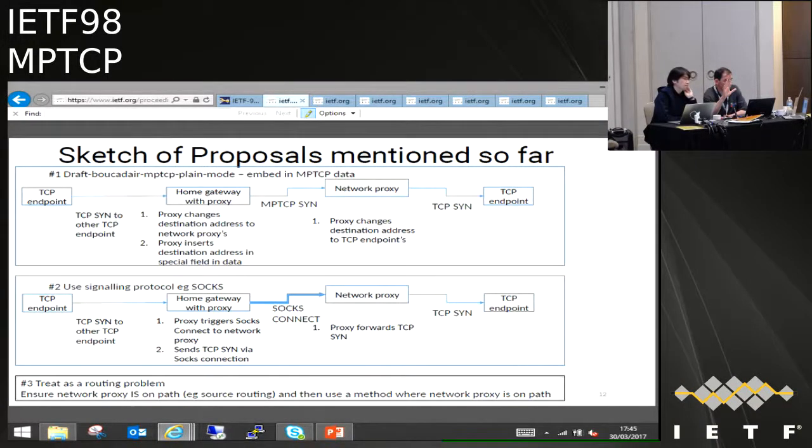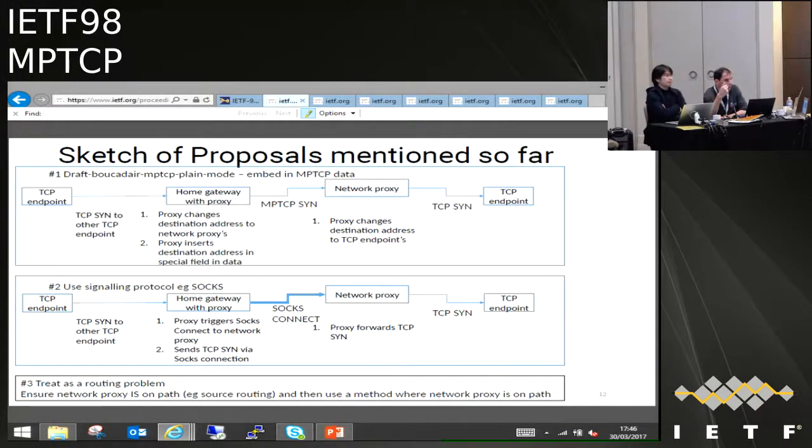So those are the three classes of solutions that we've noticed. If there are others, please come to the mic and tell us. But I think we really wanted a discussion rather than diving straight into the details of a specific proposal. We're clearly not going to come up with three solutions, one for each of these types. We should be trying to pick one approach and define that.